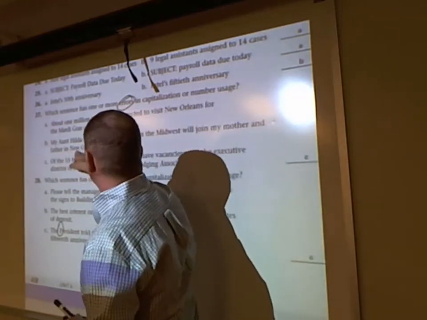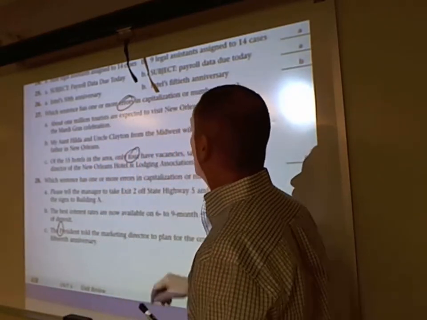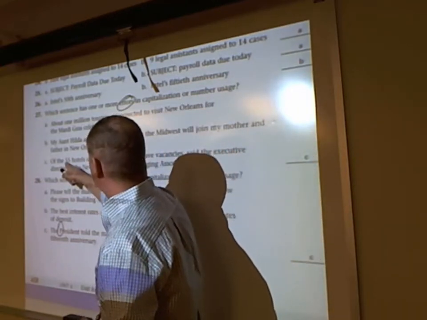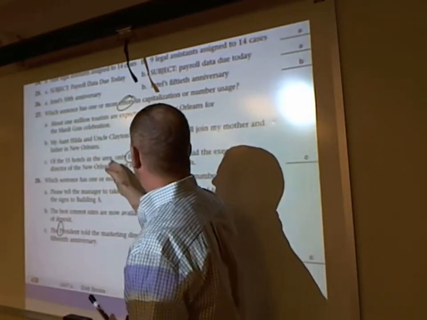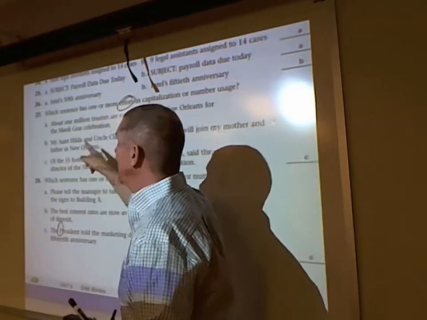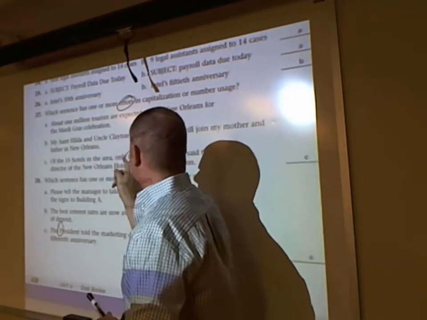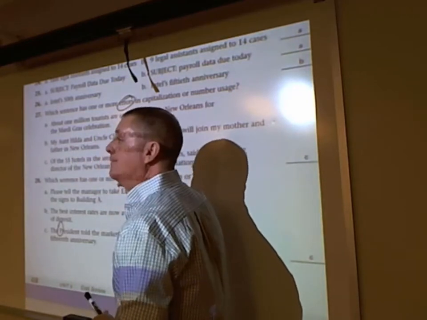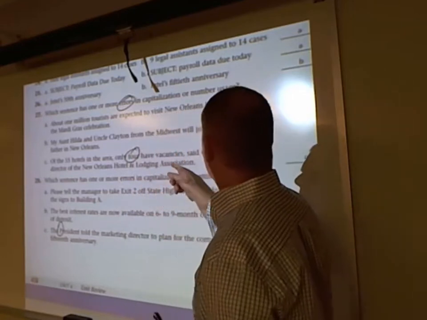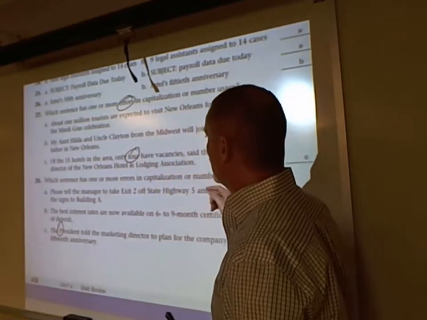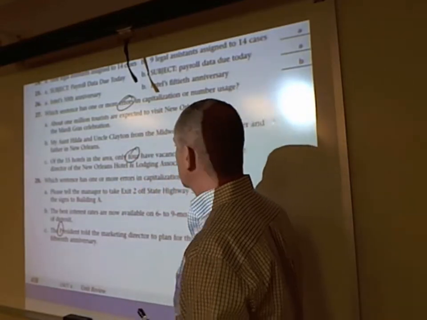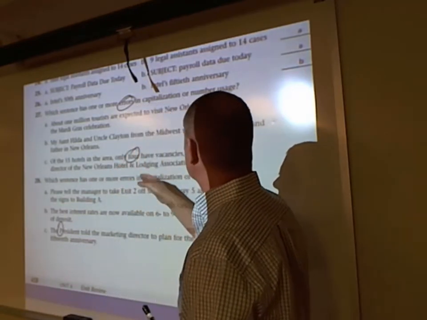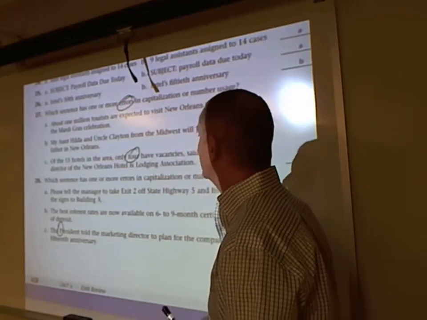Of the 55 hotels, that's a number above 10, so it's a figure. In the area, only 4 of those 55. To keep numbers consistent, since those 4 is related to the 55, make the 4 a figure as well. Have vacancies, said the executive director, which is lowercase, of the New Orleans Hotel, which is the name of the hotel, so it should be capitalized, and Lodging Association is also the name of the hotel. But 4, the consistency should be changed, so C has the error.